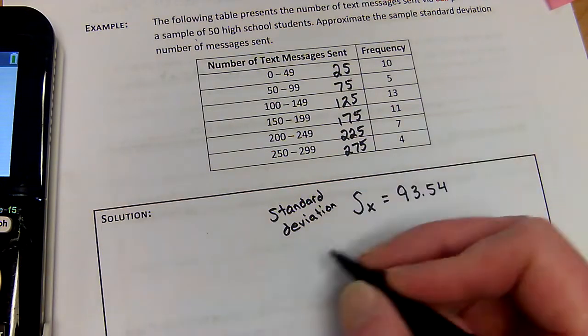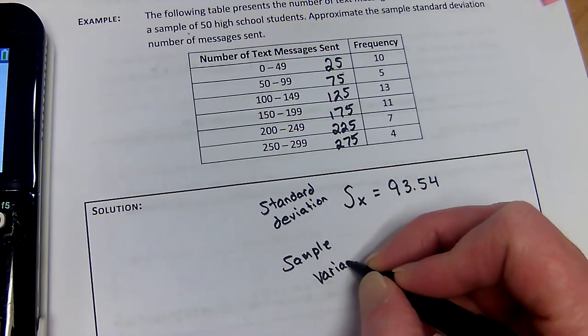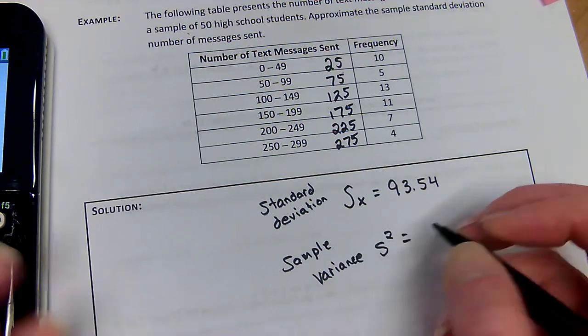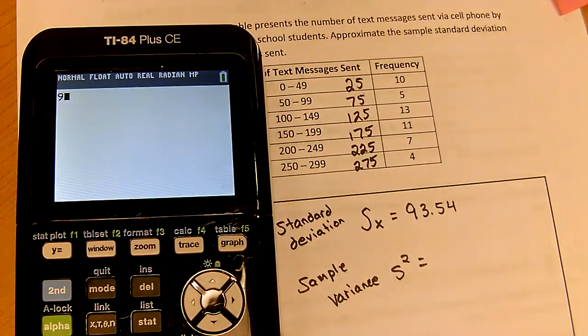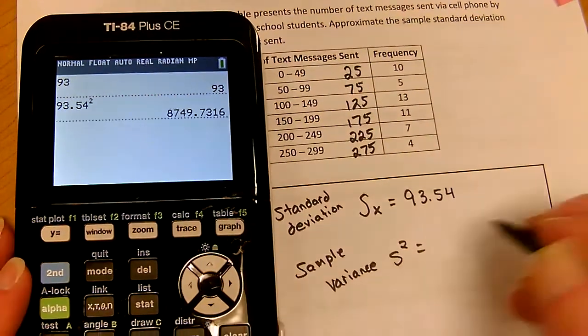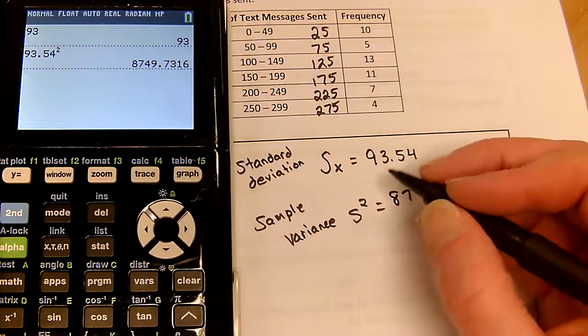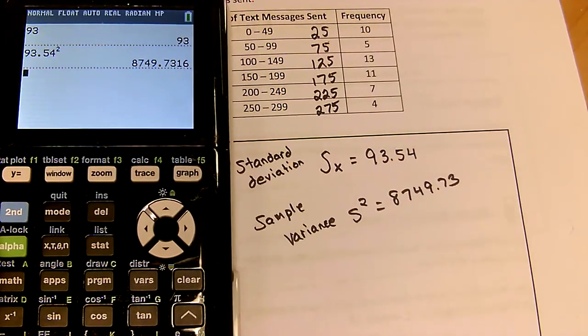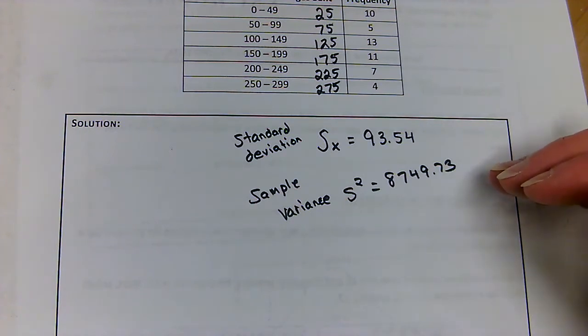What's nice is if it had asked me for the sample variance, that's s squared, right? Well, the calculator just finds the standard deviation, but I could take that 93.54 and square it and get my variance. Now look at how big that variance is. This makes much more sense in layman's terms of what we're doing. So we usually use the standard deviation when we're talking about how far apart something is from the mean.